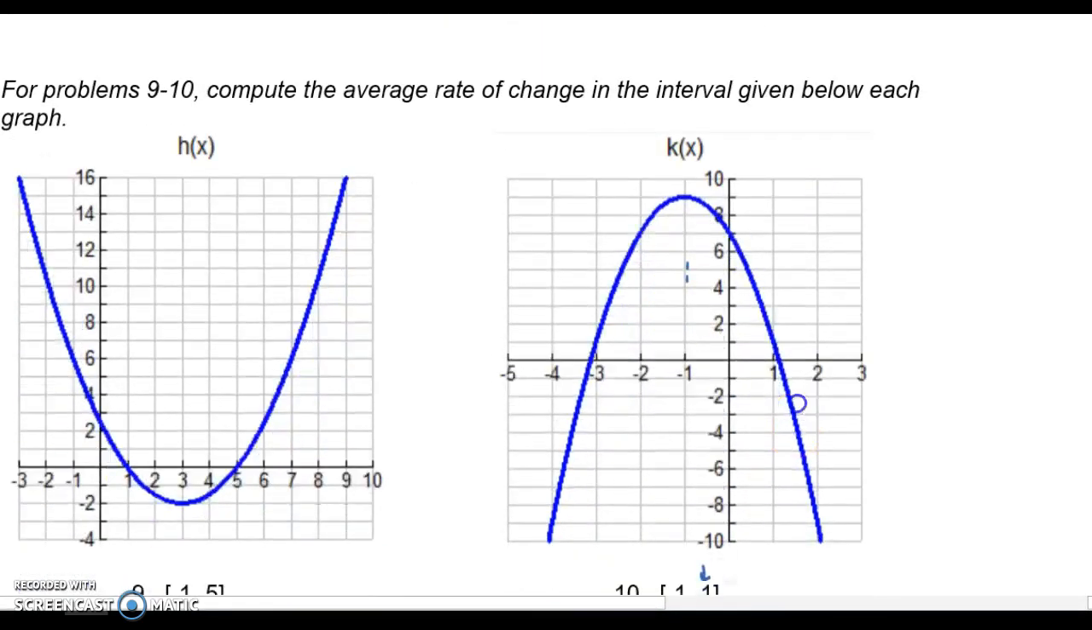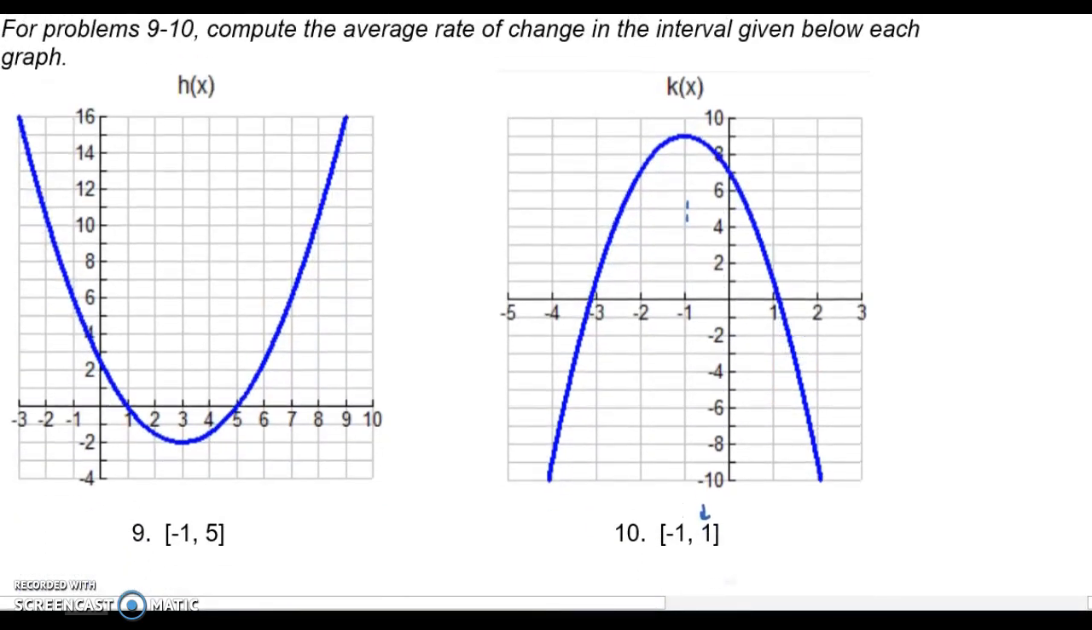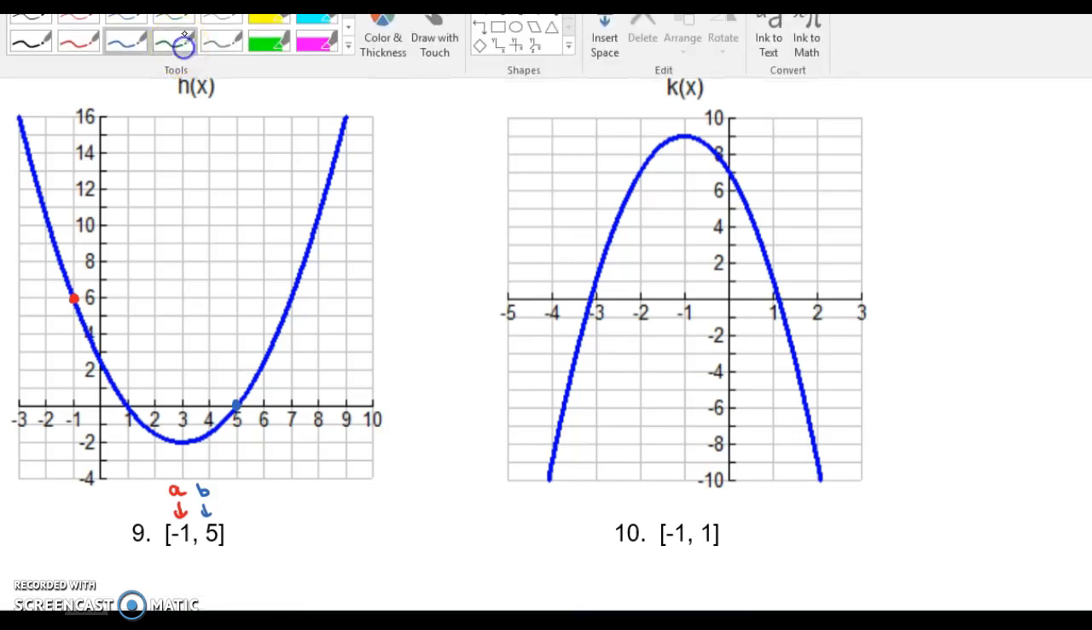And it's the same type of idea when we're looking at a graph. The nice part is they're essentially telling us, hey, look at these inputs. So if we looked at negative 1, 5 as our interval, what we want to do is go to negative 1 on the x. So again, this is my a value. And if I follow negative 1 up, I get 6. And I want to do the same thing at 5. And here I get 0.